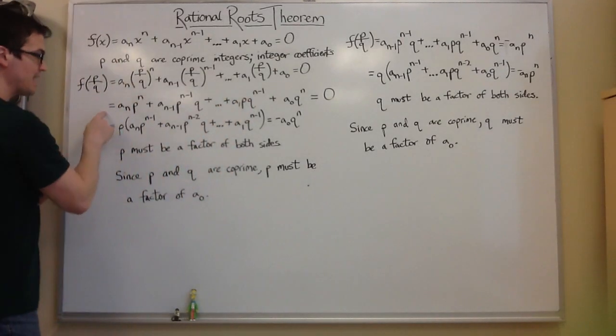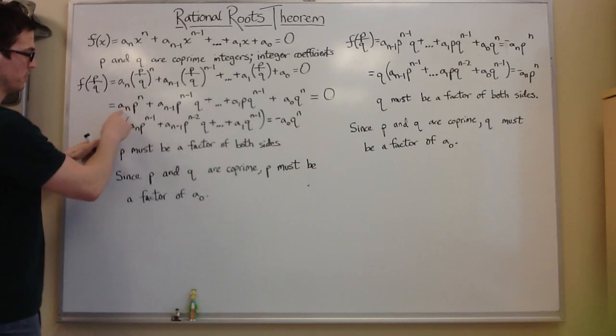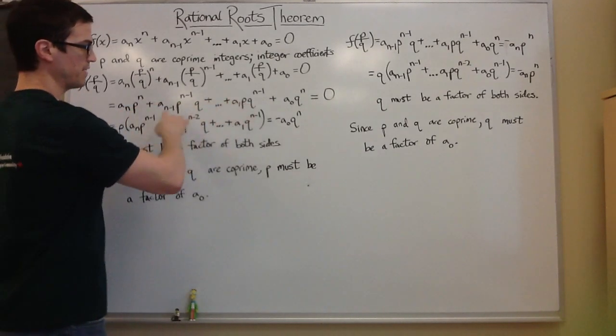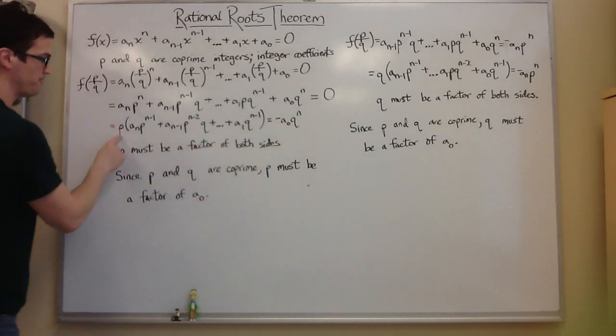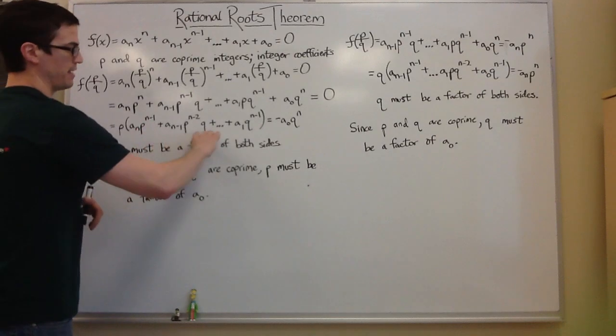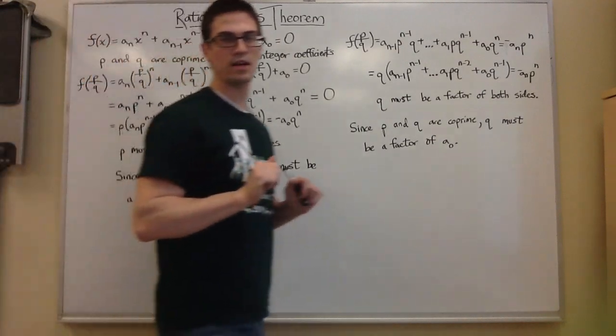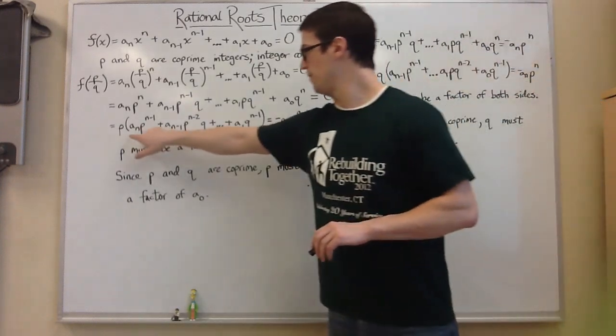Okay? Next thing I did is I factored out the p. So I factored out p here from this entire side, from the left side. And remember, I moved this to the other side, so we don't need to worry about that anymore. So I factored out the p right here, and I have a_n p to the n minus 1, and I factored out from all the other terms as well. You can check my math on that if you want. So that's where I'm at right there.